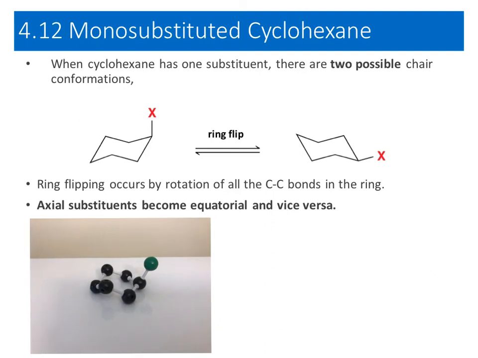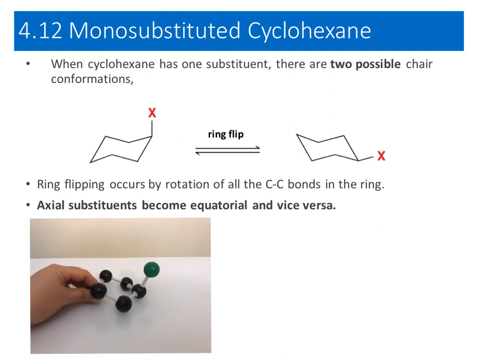What happens when you replace a hydrogen with a substituent on a chair conformation? When one substituent is attached, it can be located in either the axial position or the equatorial position. And this is because the chair conformation can flip at room temperature. We call that ring flip, and this is happening by rotation of all the carbon-carbon bonds in the ring. Upon the chair flip, the axial positions become equatorial and the equatorial positions become axial.